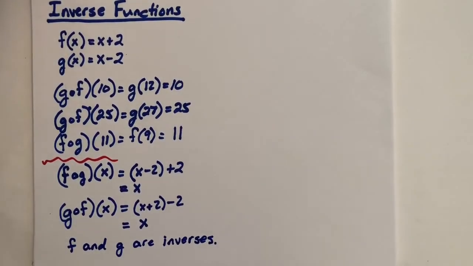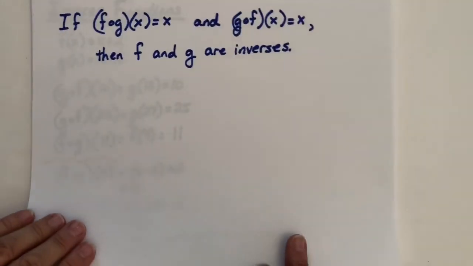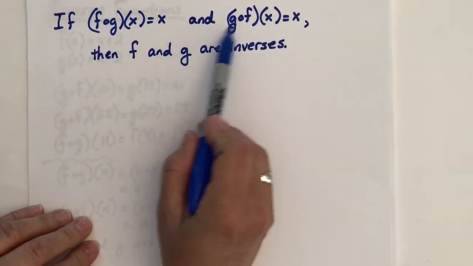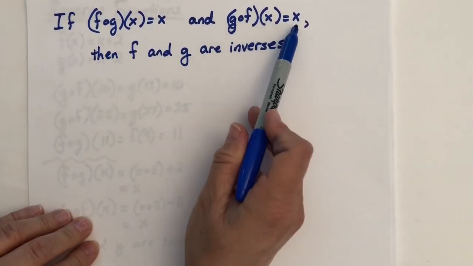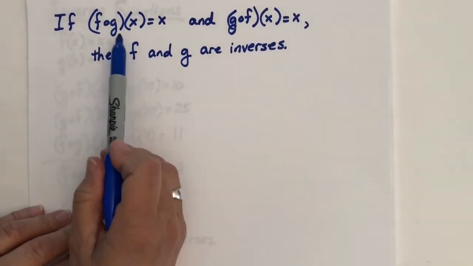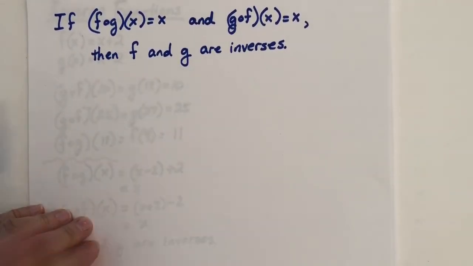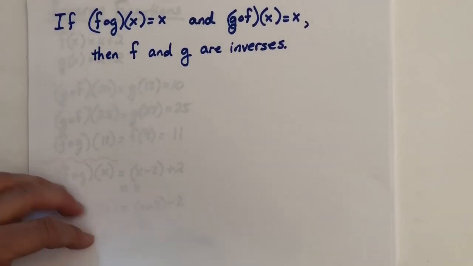And this is the idea I'm using right here. If f composed with g of x equals x and g composed with f of x equals x, for all x's in the domain of g and all x's in the domain of f, then we have inverses of each other.